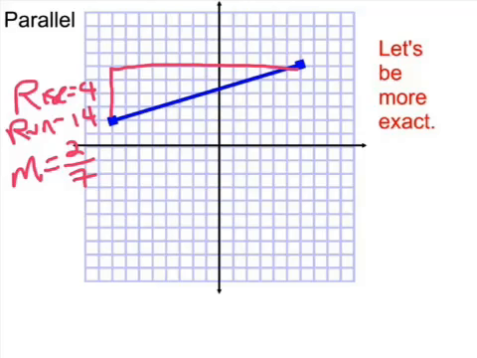So up 2 over 7. Let's just check that. If we go up 2 and then over 1, 2, 3, 4, 5, 6, 7, sure enough, you see it hits right there, which is the up 2 over 7. So the blue line has an angle of up 2 over 7.